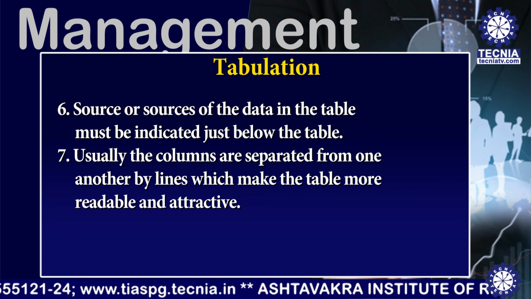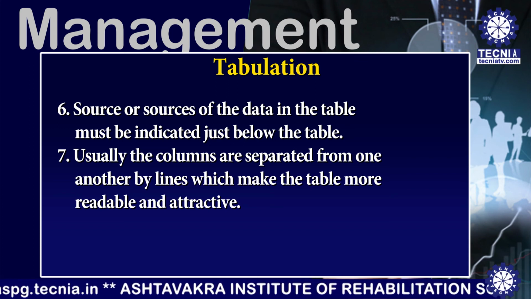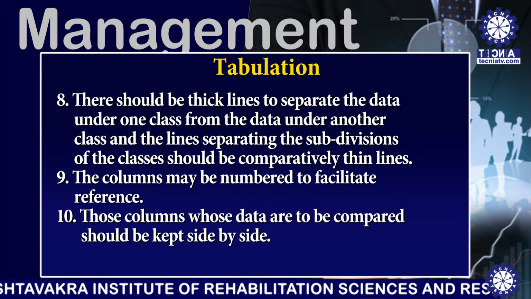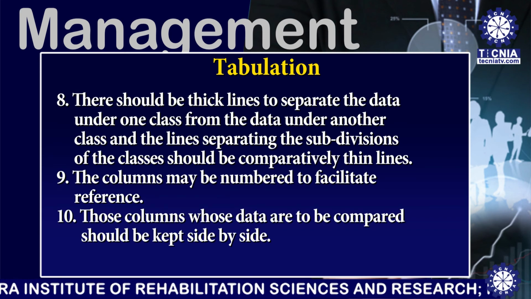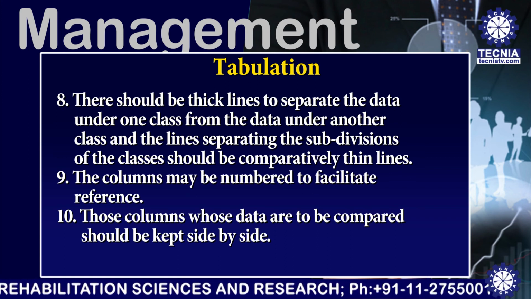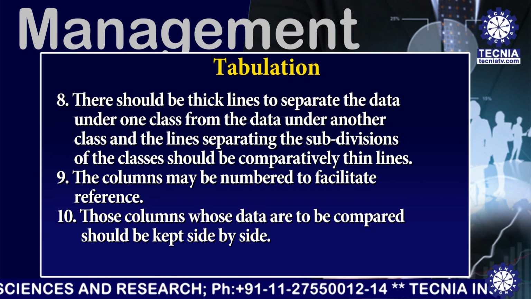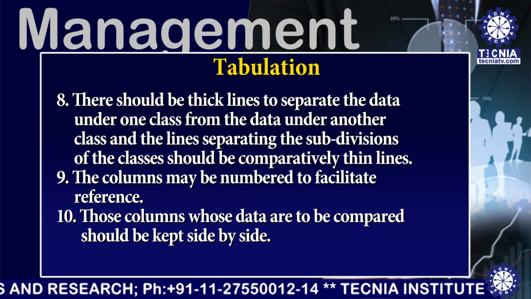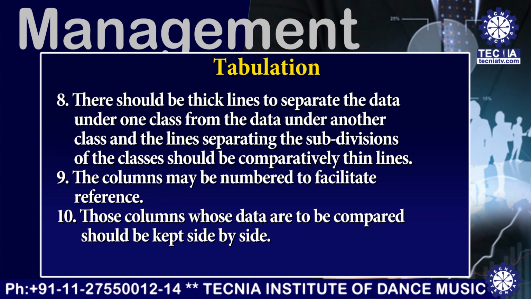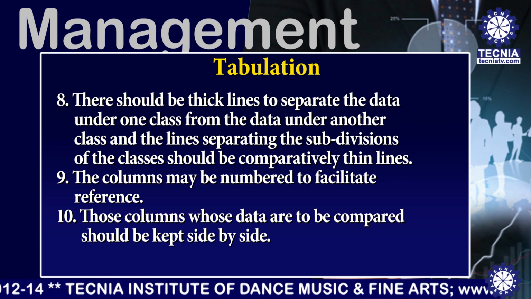Seventh one, usually the columns are separated from one another by lines which make the table more readable and attractive. There should be thick lines to separate the data under one class from the data under another class, and the lines separating the subdivisions of the classes should be comparatively thin lines. Ninth one, the columns may be numbered to facilitate reference. Tenth one, those columns whose data are to be compared should be kept side by side.